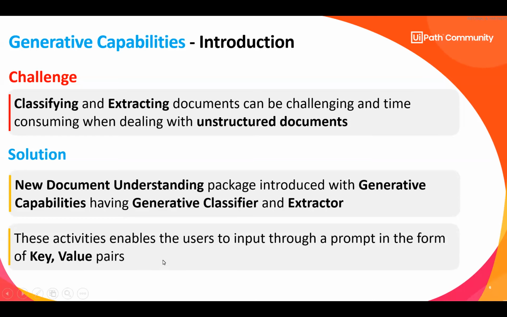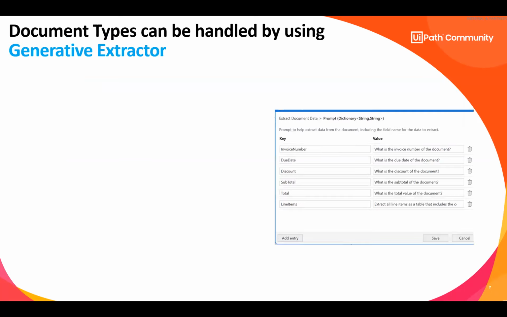These activities enable the user to input through a prompt. It just gives a small window where we can configure the key value pairs. I'm going to show you that. But here, understand what is meant by generative capabilities. The data that the user gives will be sent to a GPT with a single request. So that is called generative capabilities, right? Now you understand why generative capabilities come into the picture. What is the challenge? What is the problem statement, and why are we using generative capabilities? You are clear, right? Now let's move to the next slide.